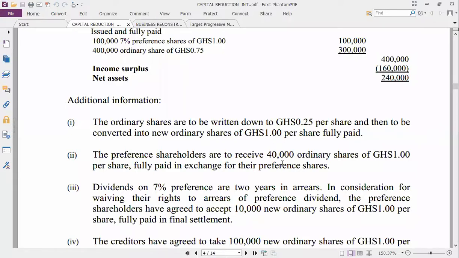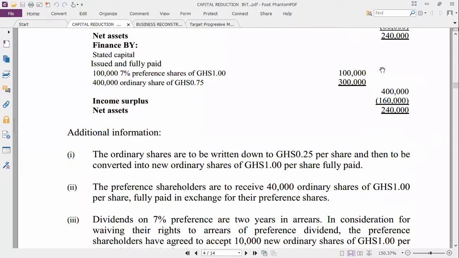Now what you do is this. Let's look at the total amount that we are paying. So we are using 40,000 cedis because it will be 40,000 shares times the 1 cedi, right? That will give us 40,000 cedis. Perfect. Then let's go and check the preference shares. How much do they have with us? They have 100,000, right? So this 100,000, we are paying with 40,000.